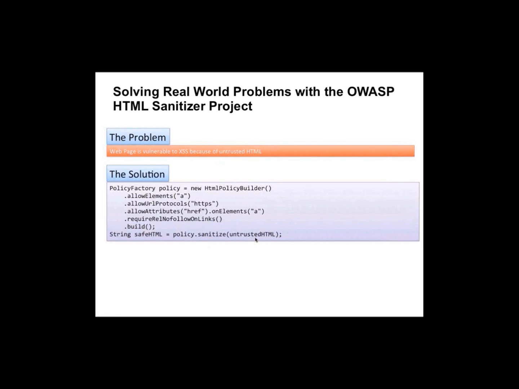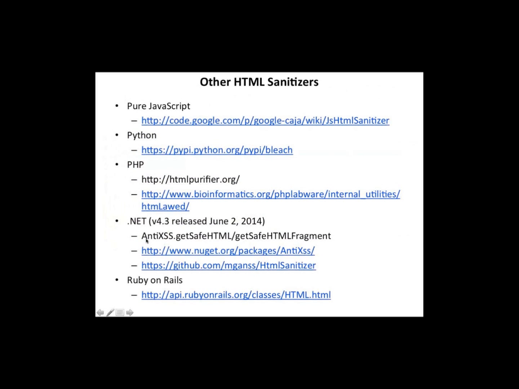Very cool. And we have HTML sanitizers in almost every language. In JavaScript, we have the JS HTML sanitizer. In Python, there's the Bleach project. In PHP, there's the HTML project. In .NET, there's the anti-XSS Nougat and Mr. Gnass's HTML sanitizer, and Ruby on Rails has a built-in HTML sanitizer. So all of these languages have some kind of HTML cleaner, and this will help you stop cross-site scripting.